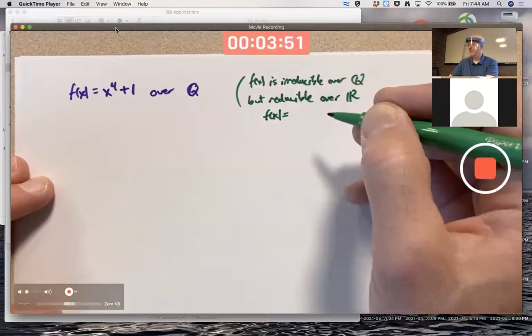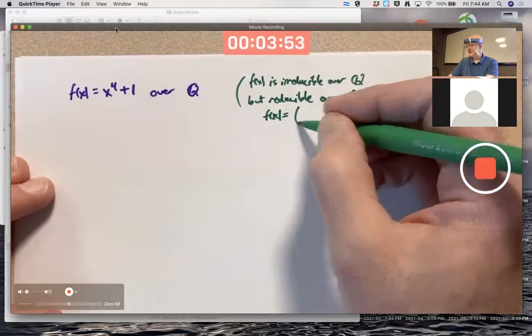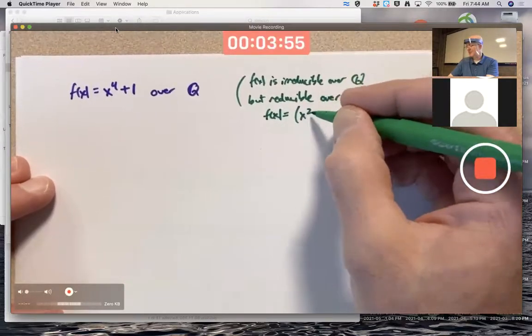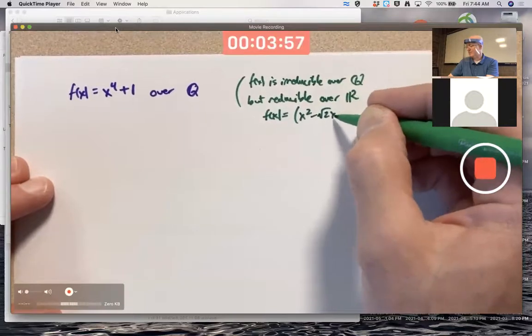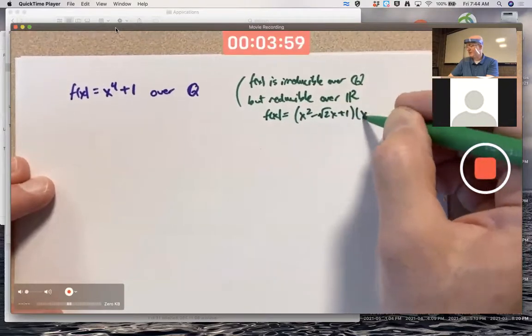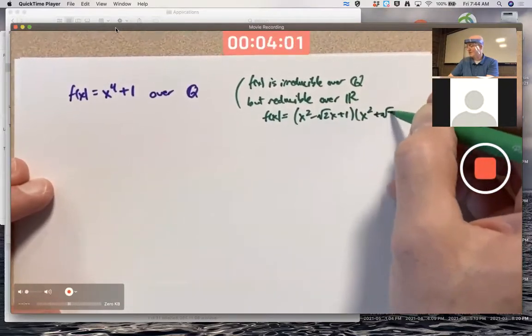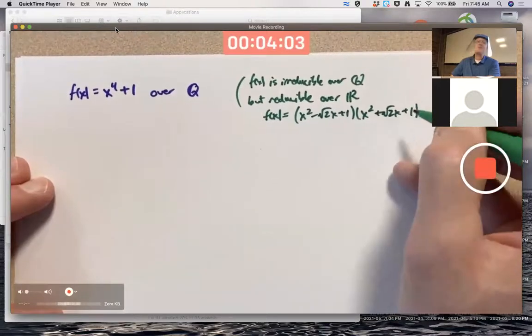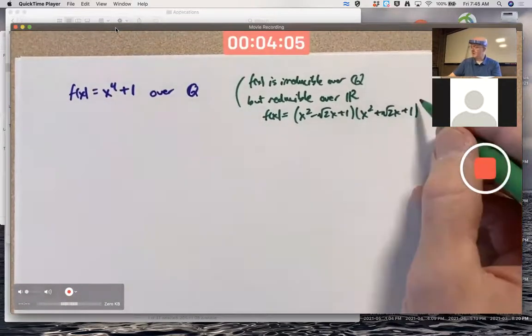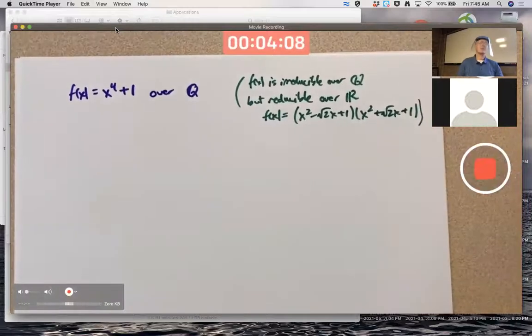We did this, I don't remember if it was Wednesday or Monday, as x squared minus square root of 2 x plus 1 times x squared plus square root of 2 x plus 1. So you can factor it when you allow real coefficients, plus or minus square root of 2 in this case, that are not rational. But you can't factor it over the rationals. It's irreducible over the rationals. But proving that is kind of hard, actually.